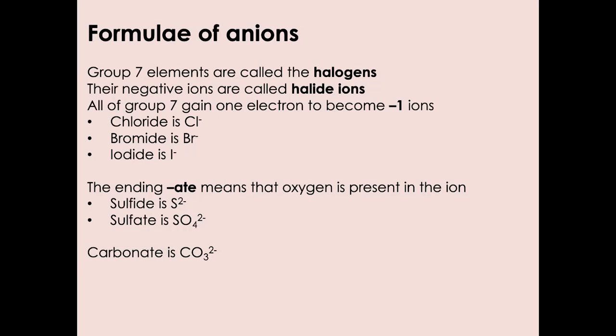And all of group 7 gain 1 electron to become -1 ions. When they're forming ions, they're trying to get a full outer shell. They've got 7 electrons in the outer shell because they're in group 7, so they're going to gain another 1 to have 8, and that will give us a -1 ion, because remember, an electron has a charge of -1. If they've got 1 more electron than protons, they'll have an overall charge of -1. So the chloride ion is Cl-, the bromide is Br-, and the iodide is I-.